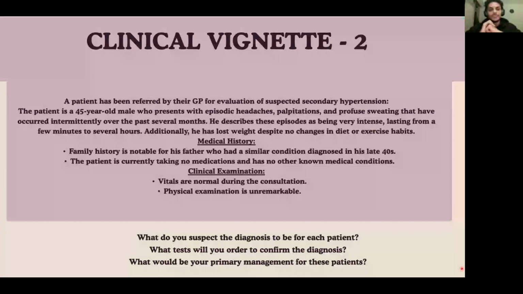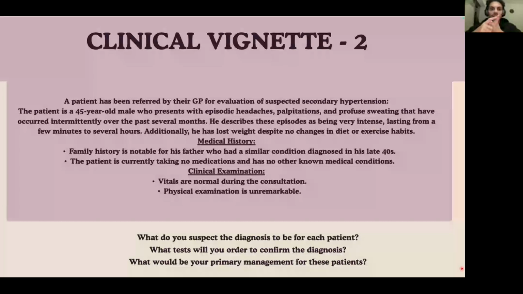Here we're suspecting Conn's syndrome, which I've already put as part of the vignette. Conn's syndrome is basically mineralocorticoid excess in patients. It's not cortisol excess, which is Cushing. It is mineralocorticoid excess, which is Conn's syndrome.